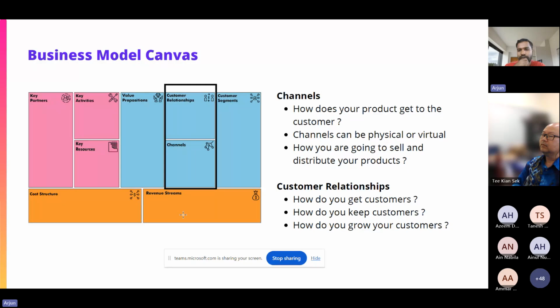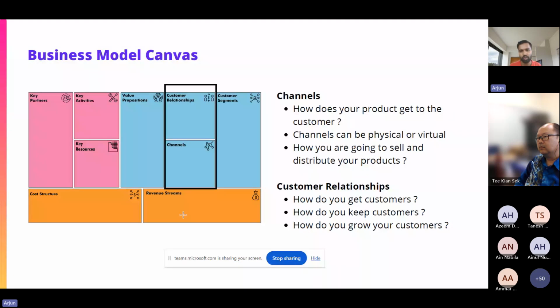So you need to assess all of these things. And then customer relationship: how do you get your customers, how do you retain your customers, how do you grow your customers, what is your strategy to do this? There are many strategies, right? Companies always come up with promotion strategies, like buy one get one free, 50% discount, 80% discount. So all these strategies they come up with, this is customer relationship.